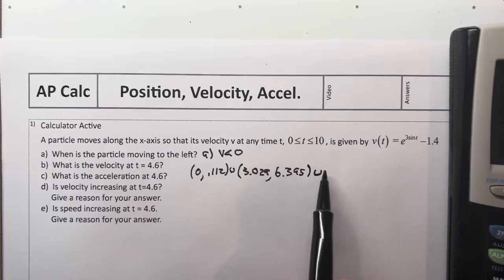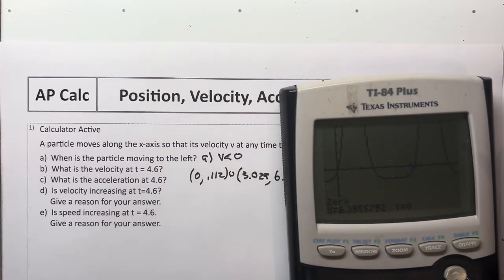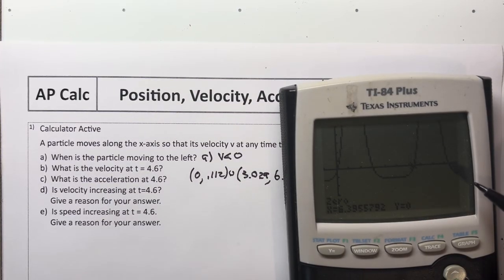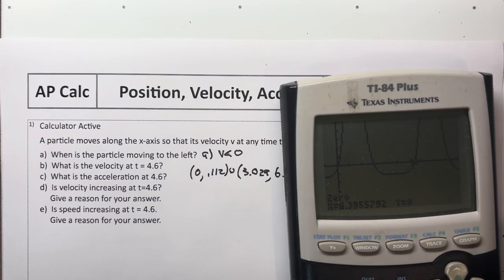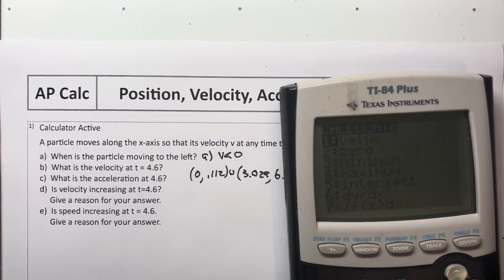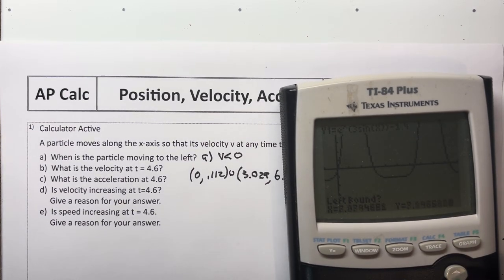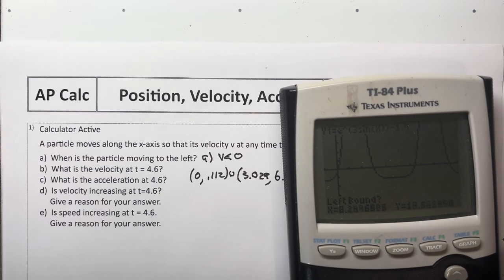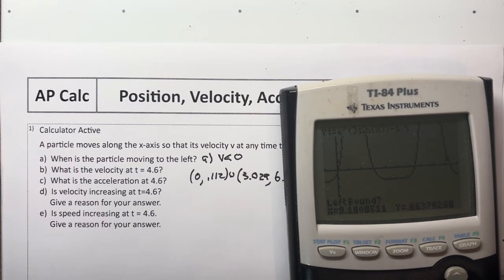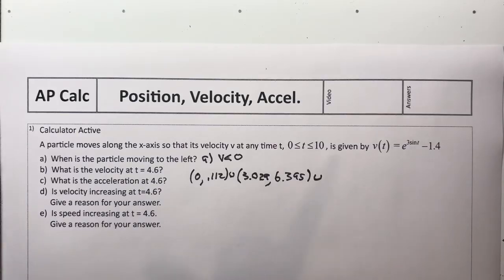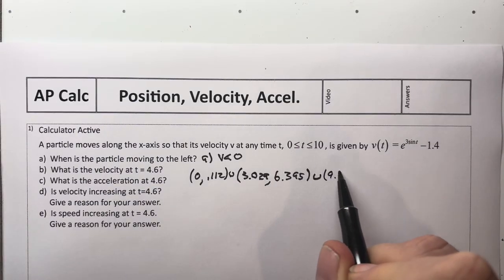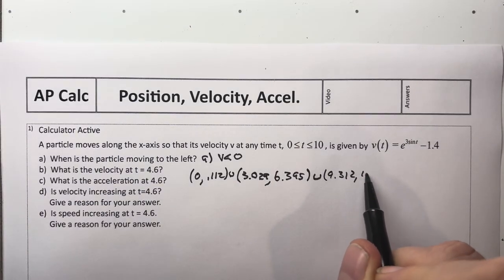And there's going to be one more section where I'm below the x-axis, right? You're moving to the left when velocity is negative. So I want that root also. Second calc 2. Let's see, it should appear on the other side at some point. There we are. Enter. And it's going to be 9.312 till the end, till 10.